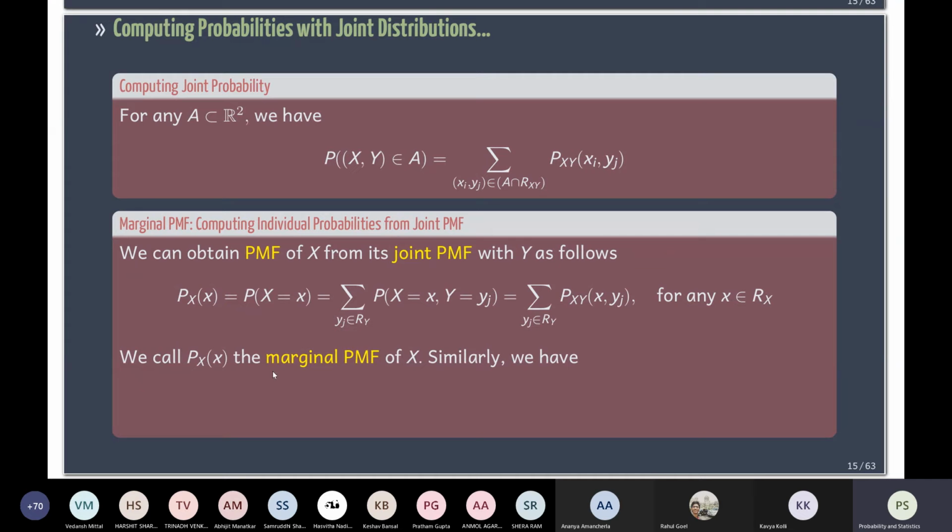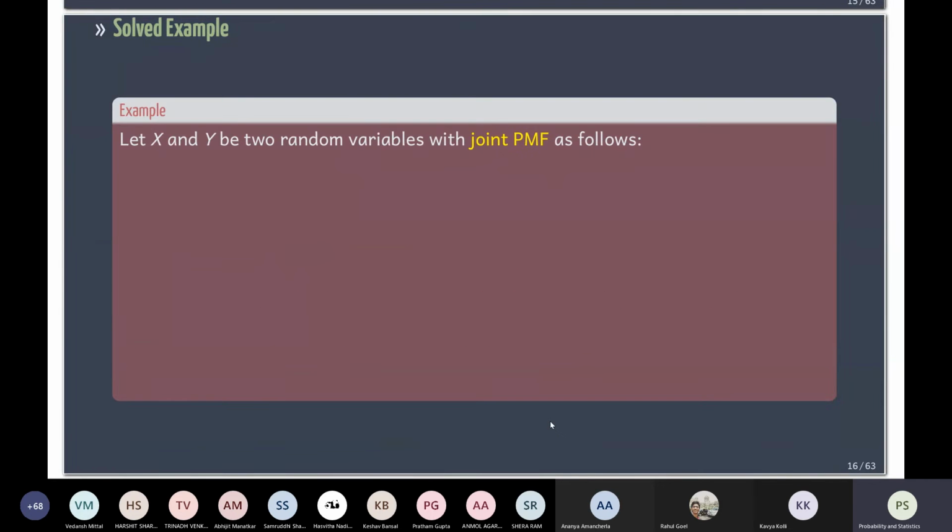We call this the marginal PMF of x, because it's computed from the joint in this way. Then pX is called the marginal PMF of X. Similarly, we can define it for pY. In the case of pY, we sum over the xi values. So that's the PMF of y. Here y is fixed, but we are summing over x. And you can do this for any fixed y in the range Ry. So that's how the marginal is defined.